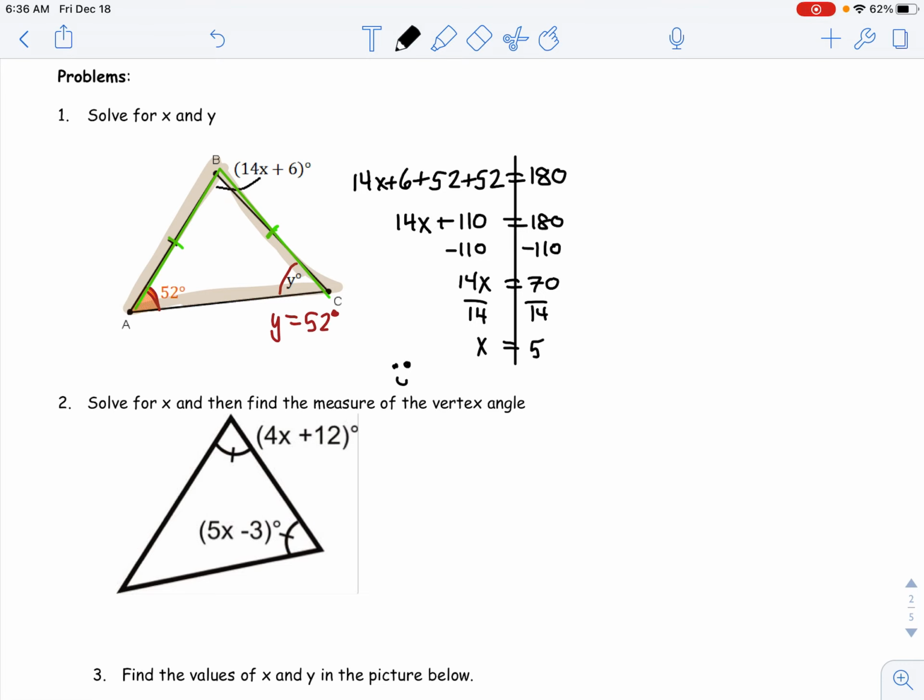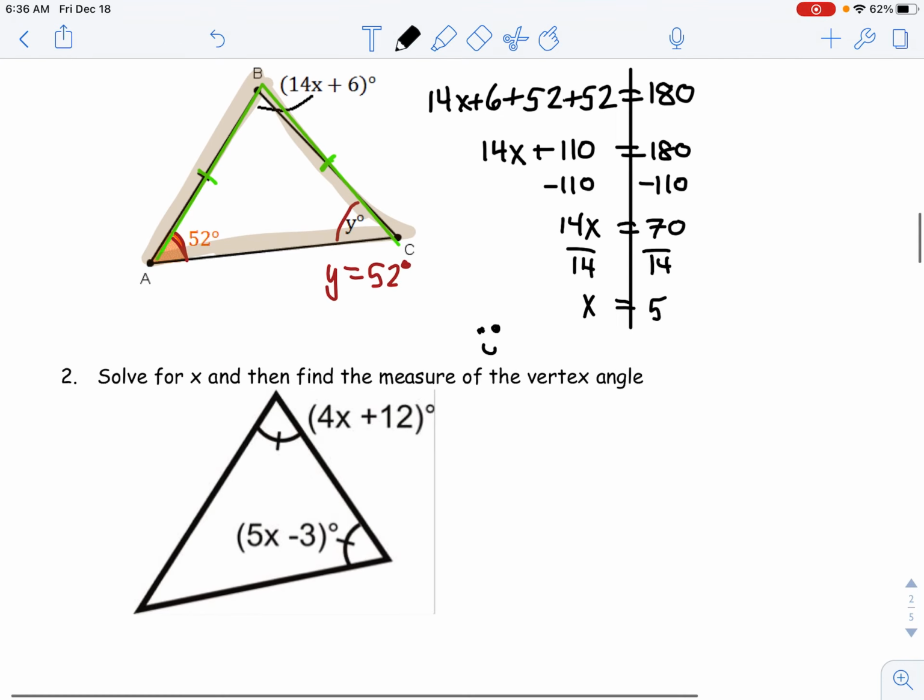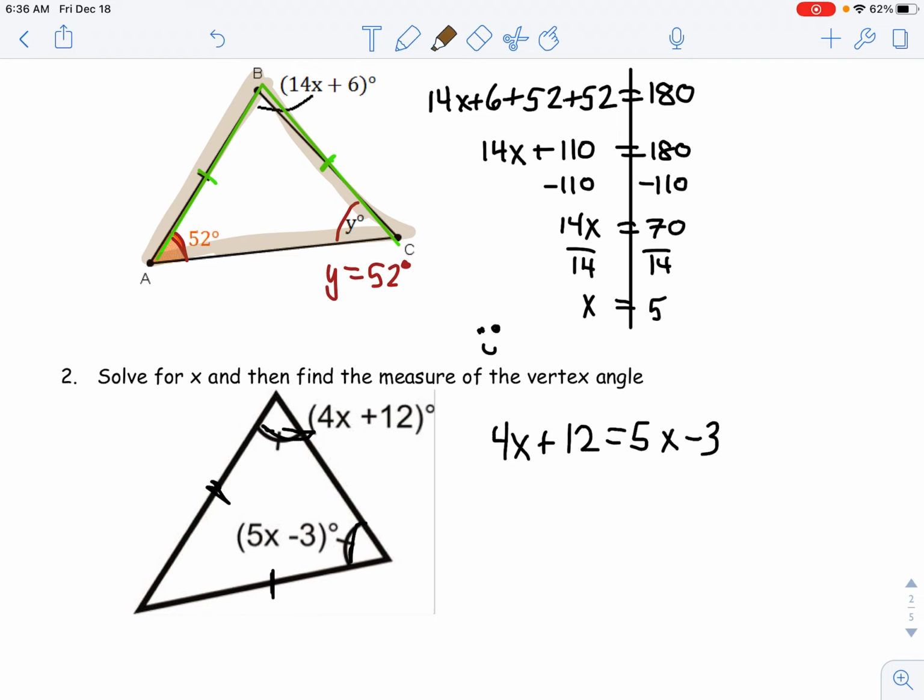All right, this problem right here gave us just two angles. It says solve for x, then find the measure of the vertex angle. So this is an isosceles triangle. Not that we really need to know anything about the sides, but we know that these two angles are congruent. Since they're congruent, we're just going to set them equal to each other this time. These angles are the same.